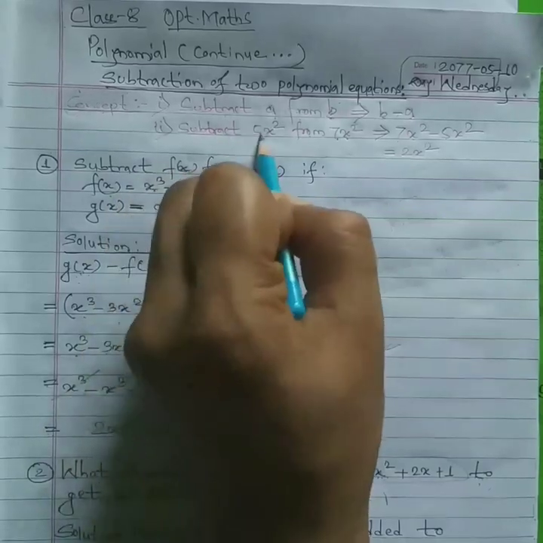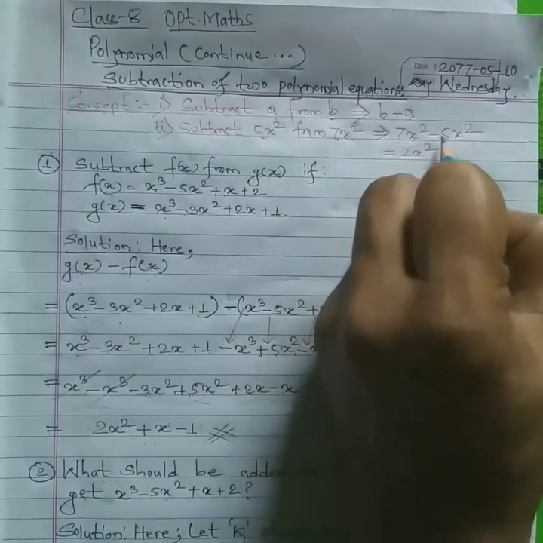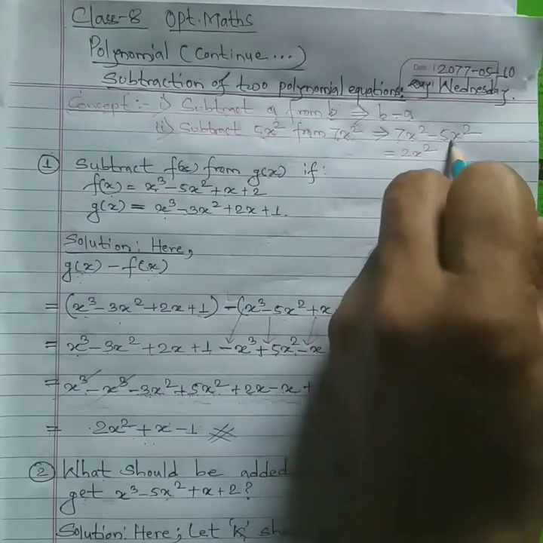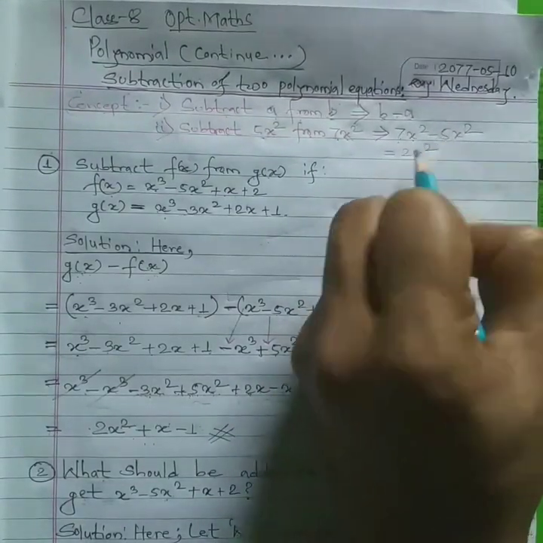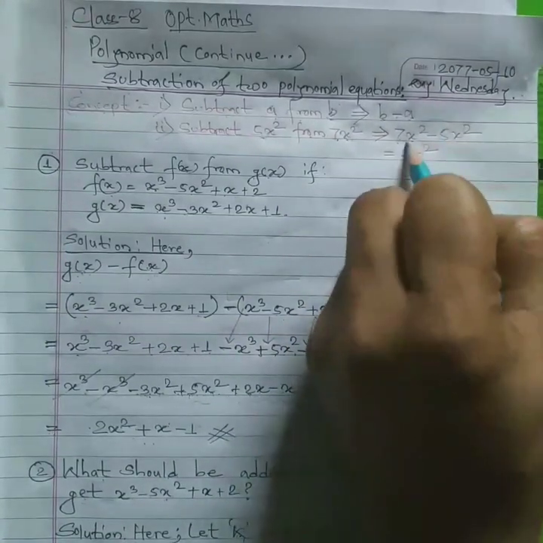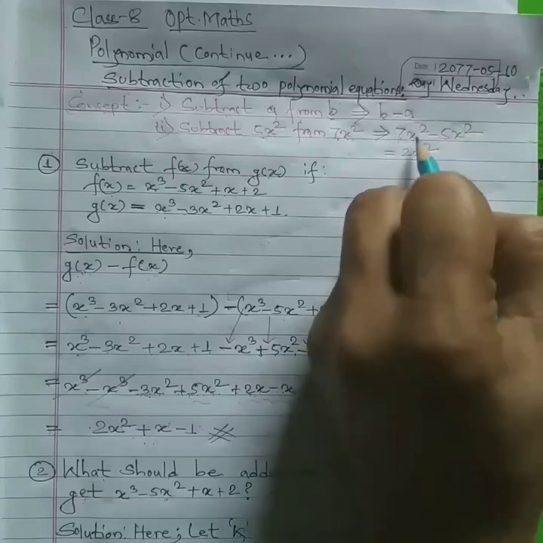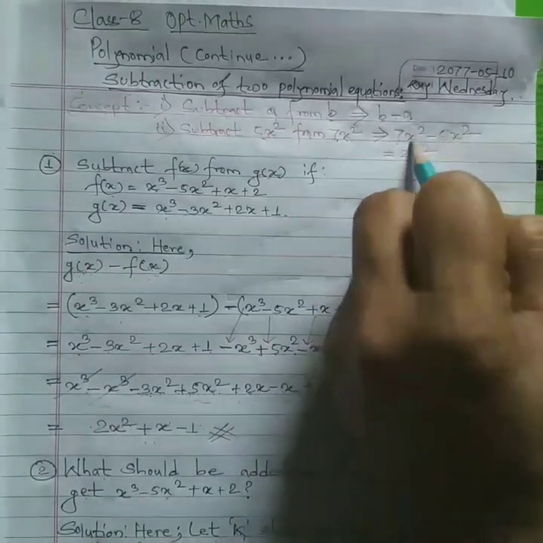If we are asked to subtract 5x squared from 7x squared, then we need to write 7x squared first, and then subtract 5x squared. So this means subtracting 5x squared from 7x squared, and the result is 2x squared. Here, 7x squared and 5x squared are like terms, because they have the same variable with the same degree, x squared and x squared. That's why like terms can be added or subtracted.